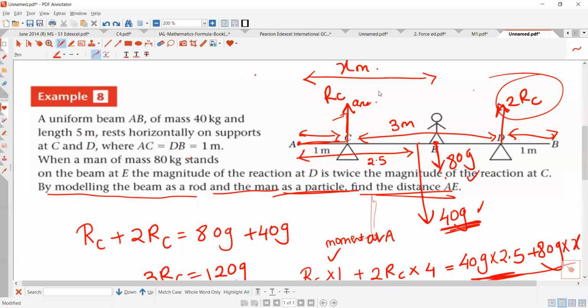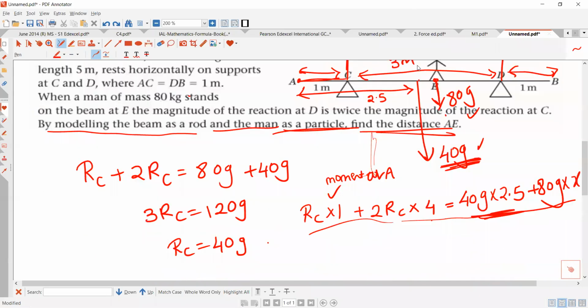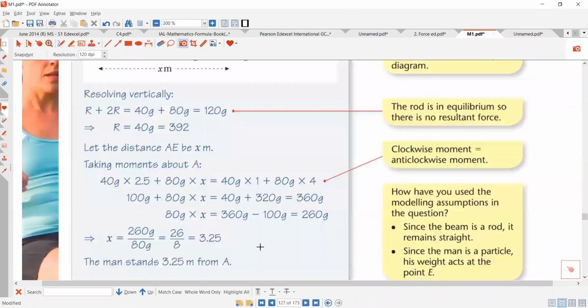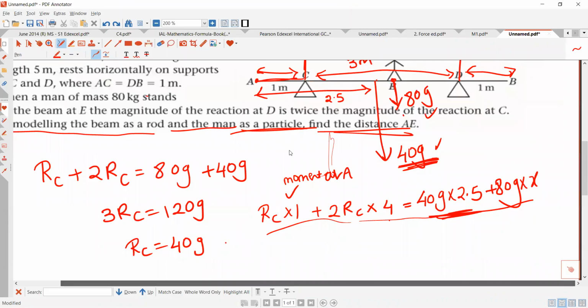Okay, this one is done. How much did you guys get? The answer is 3.25. So whoever is watching the recording right now, your answer should be 3.25. And if you use this formula, you will get your answer. Okay, now let's go to the next question.